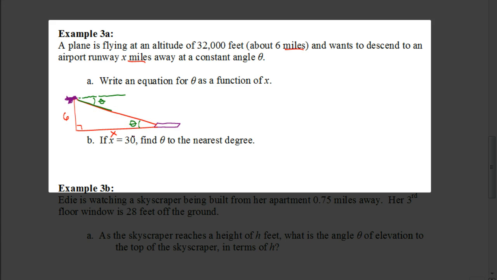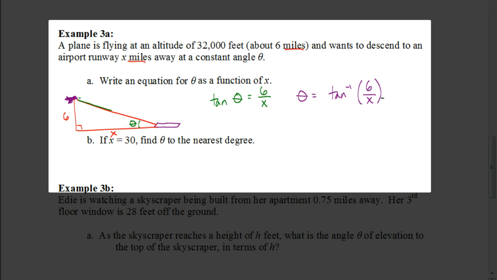So now looking at this triangle, we want to use the tangent function. The reason we use tangent is the side that's 6 is across or opposite the angle, and the side that's X is adjacent to the angle. So the tangent equals the opposite leg, which is 6, divided by the adjacent leg, which is X. Now to solve for theta, we take the inverse tangent of both sides. So theta equals the inverse tangent of 6 divided by X. That would be our answer.